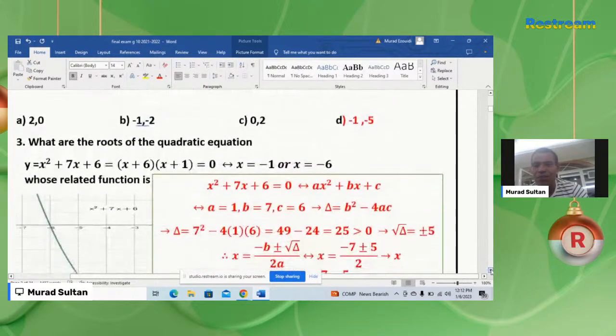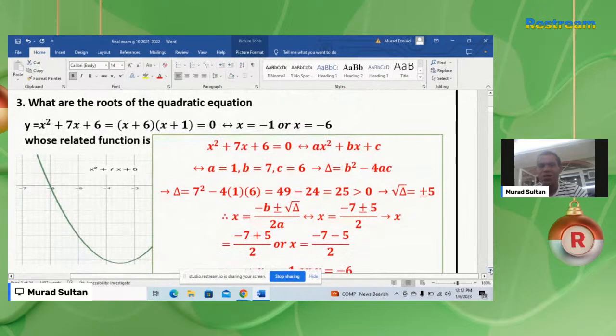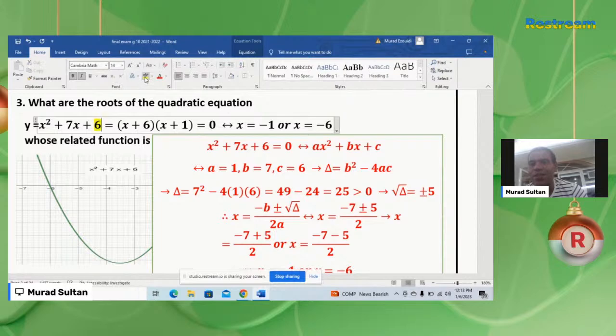The second question is what are the roots of the quadratic equation y equal x squared plus 7x plus 6? So we can see that 1 times 6 is 6, and 1 plus 6 is 7. Therefore it will be x plus 1 times x plus 6 equals 0, which means x you should reverse the sign of plus 1 to be negative 1 and you will get the answer.